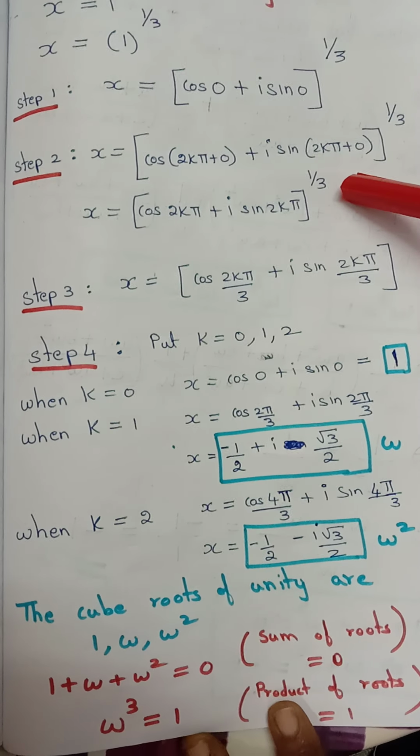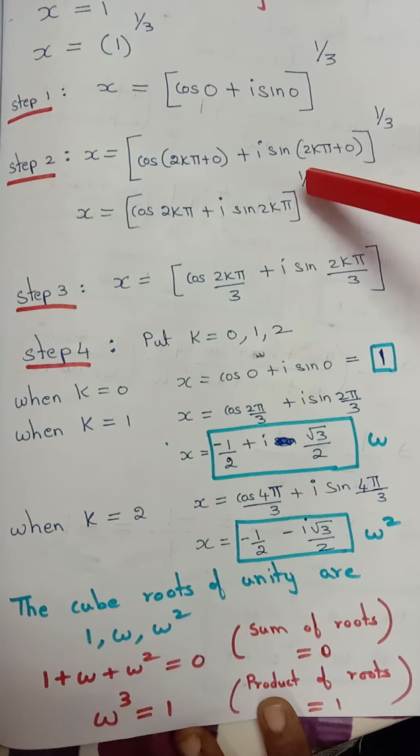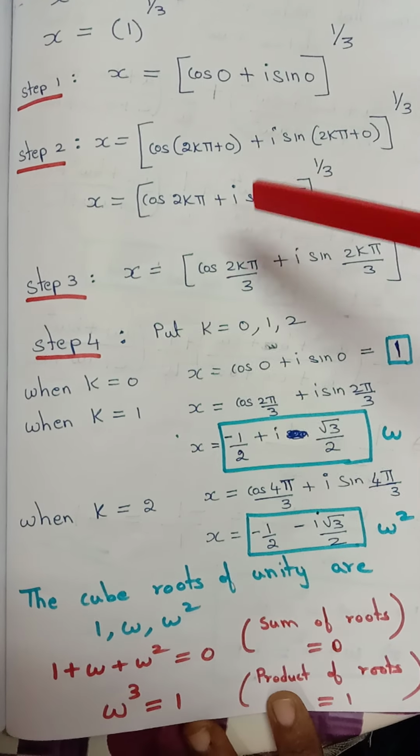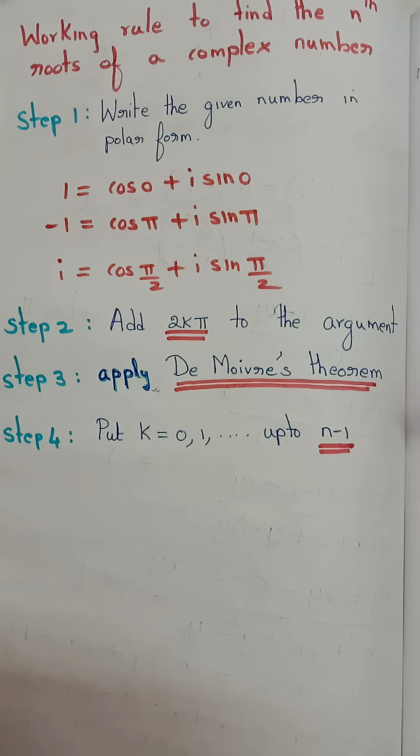Now in the next step, you have to apply De Moivre's theorem. What is the meaning of De Moivre's theorem? The power should be brought near the argument. You can see step 3, apply De Moivre's theorem.